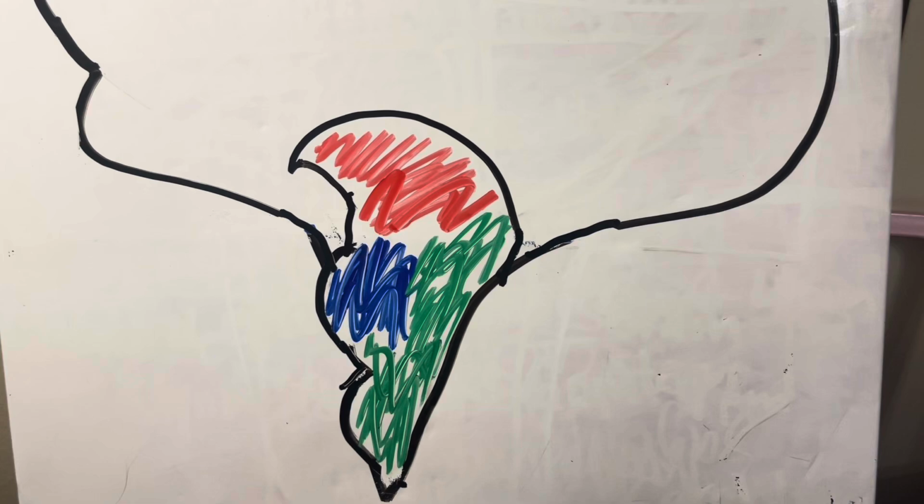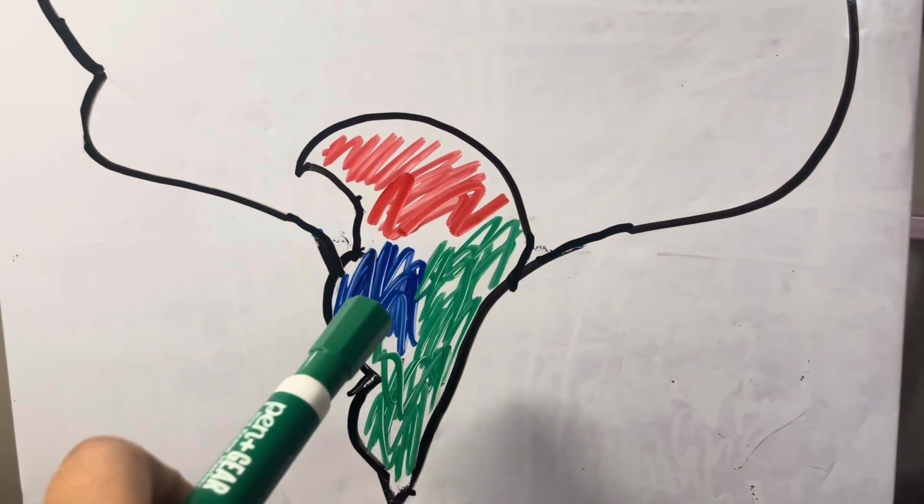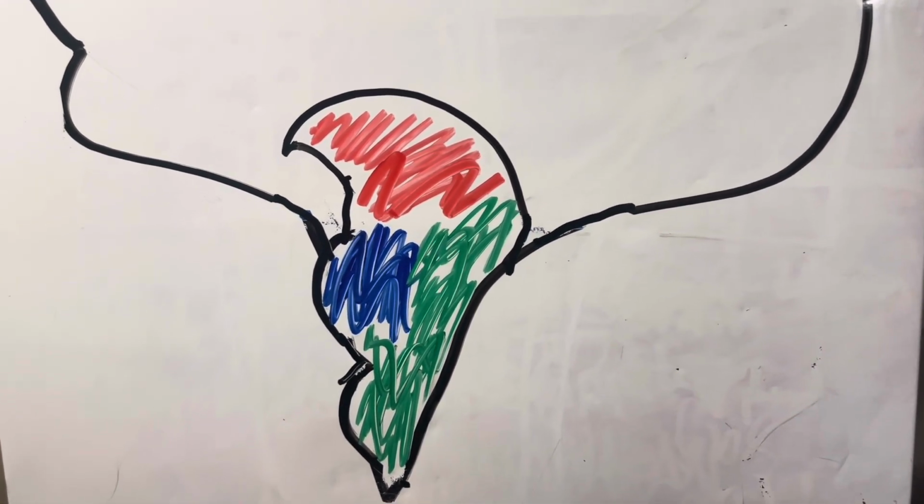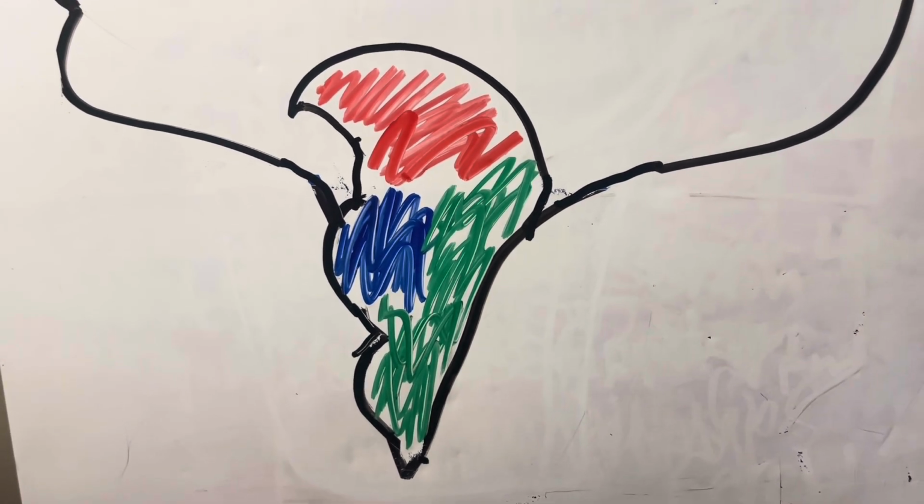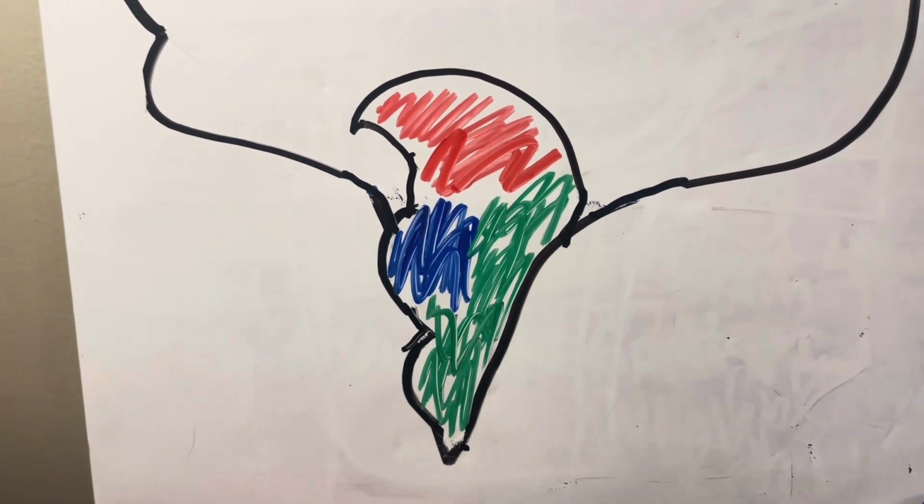The next portion we'll talk about is this blue portion right here, which is called the pons, and that contains nuclei that aid in respiration, sleep, and posture.